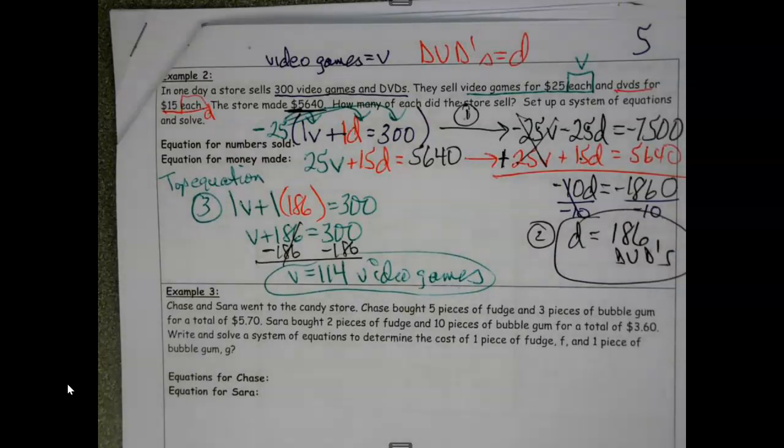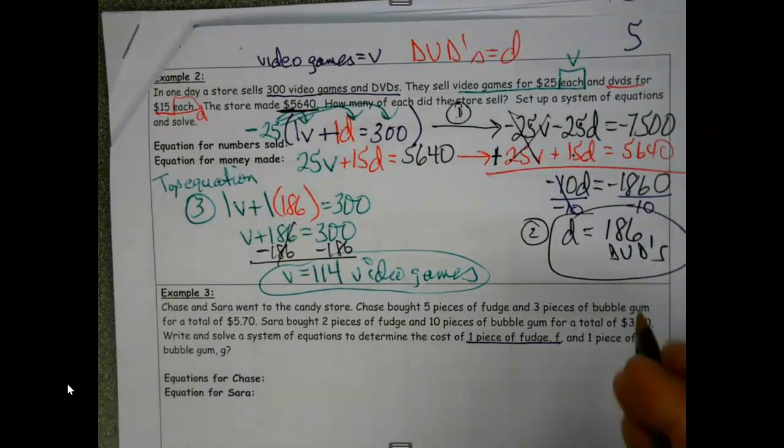So, one more that's kind of similar. We've got Chase and Sarah went to the candy store. So, Chase bought 5 pieces of fudge and 3 pieces of bubble gum for a total of $5.70. Sarah bought 2 pieces of fudge and 10 pieces of bubble gum for a total of $3.60. Write and solve a system of equations to determine the cost of 1 piece of fudge and 1 piece of bubble gum. Okay. This time, they at least labeled the things for me.